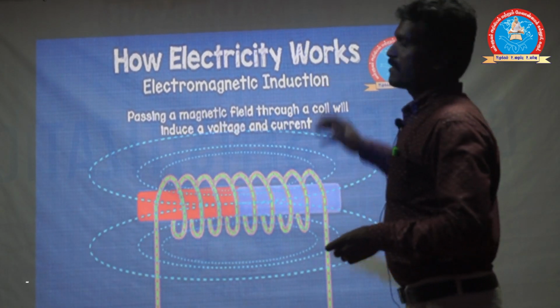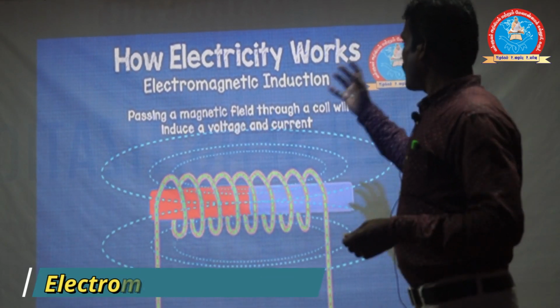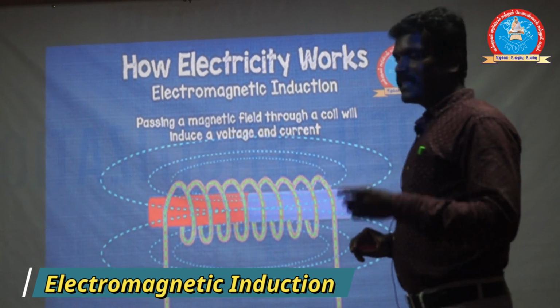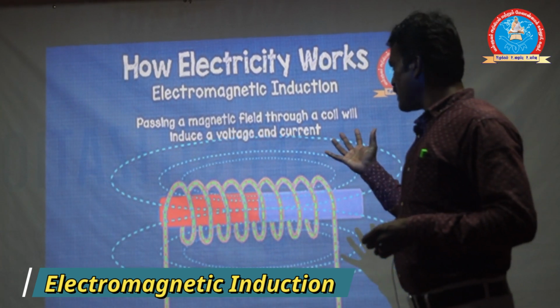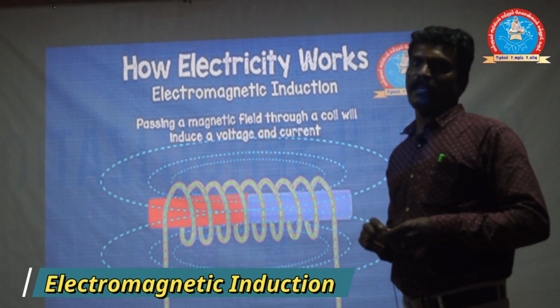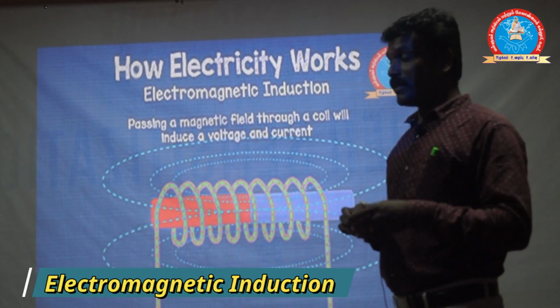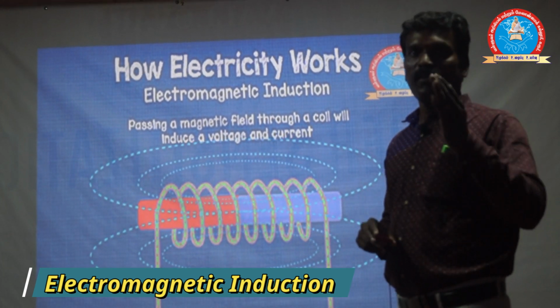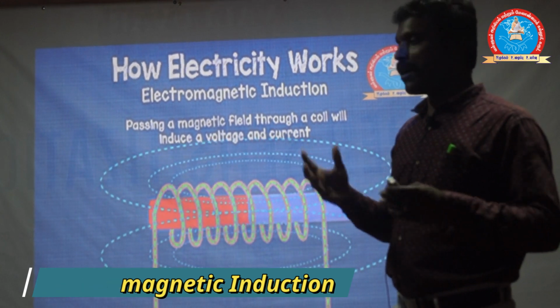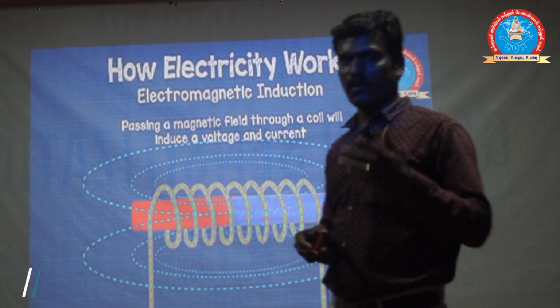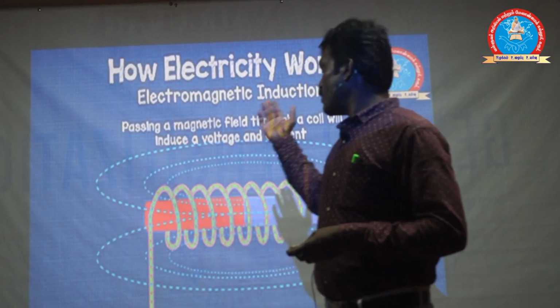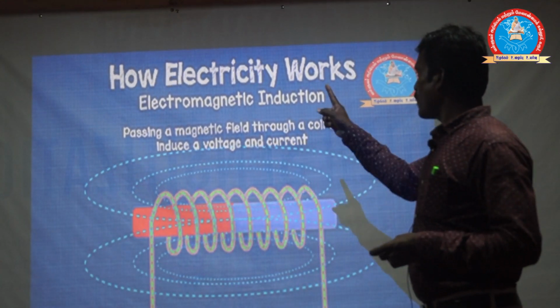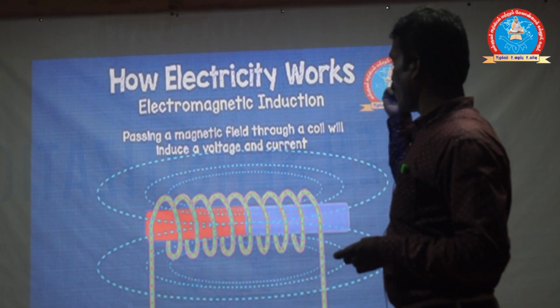So this is how electricity works. This is the basic principle of electromagnetic induction, and we use this principle to produce electricity in large amounts, like 1000 volts and 2000 volts, etc. So this is the principle of how electricity works.